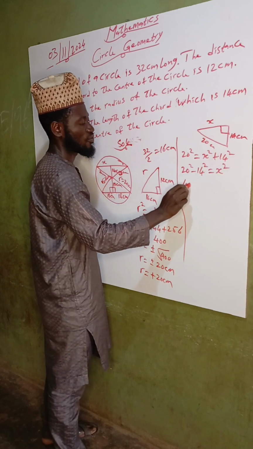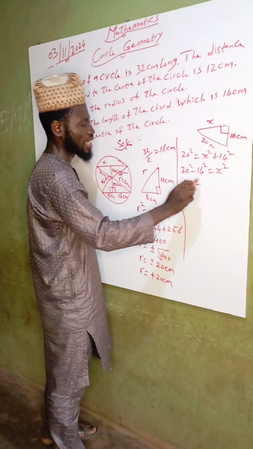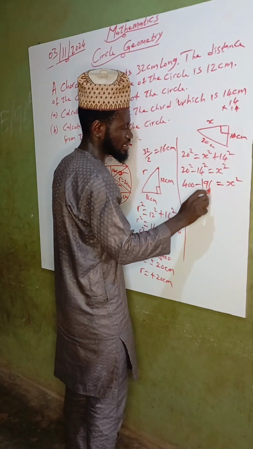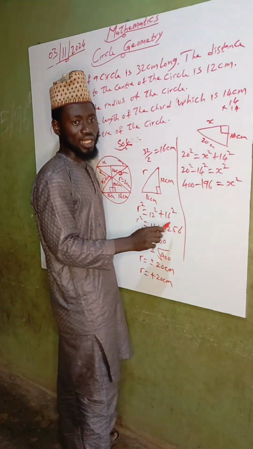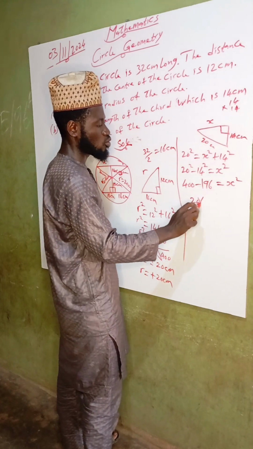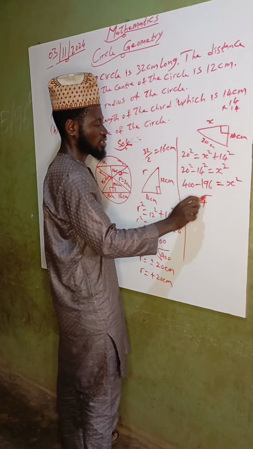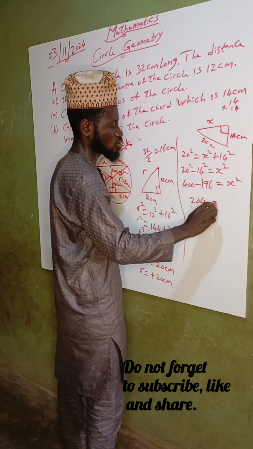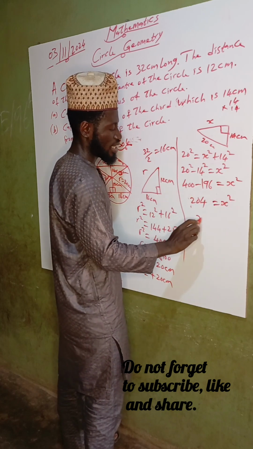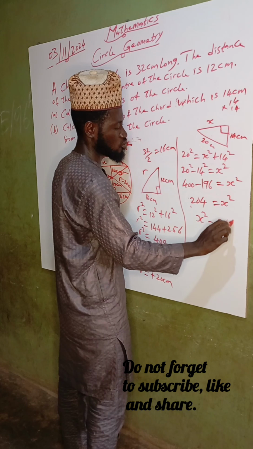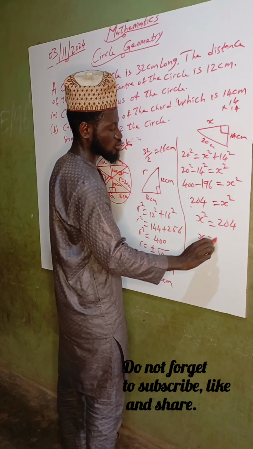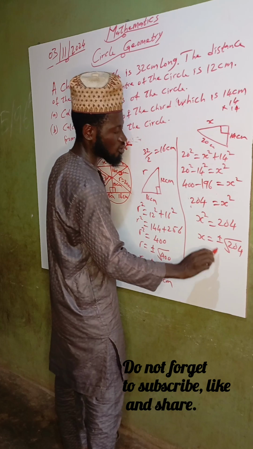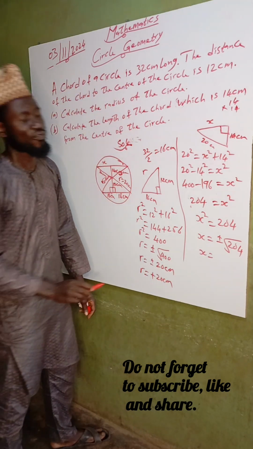Meaning that this is 400 minus 14 squared, which is 196. So 400 minus 196 gives us 204. So x squared is 204. I can write it like this, so that x equals plus or minus the square root of 204. So what is the square root of 204? The square root of 204 is going to be around 14.28.